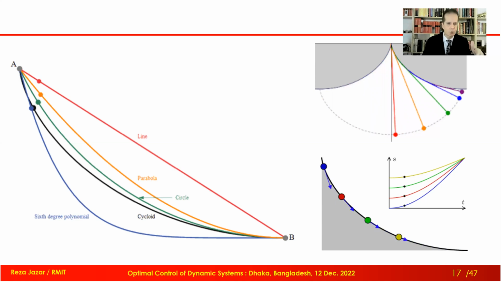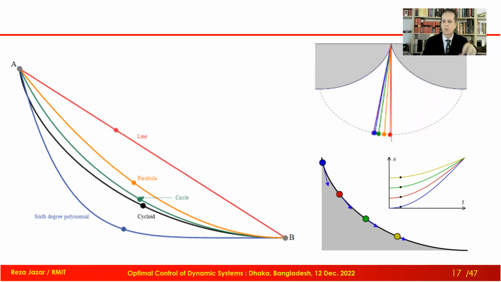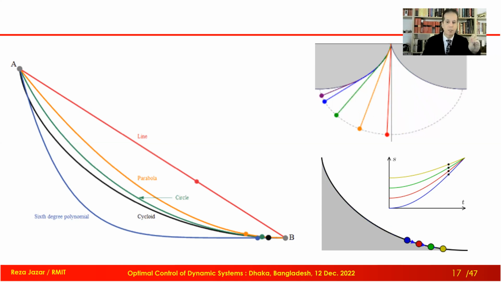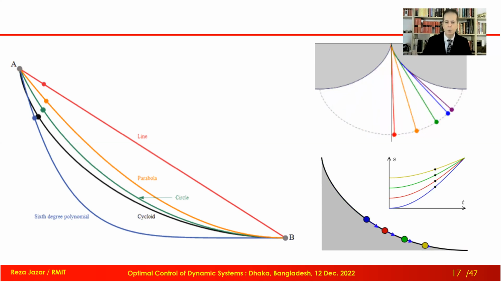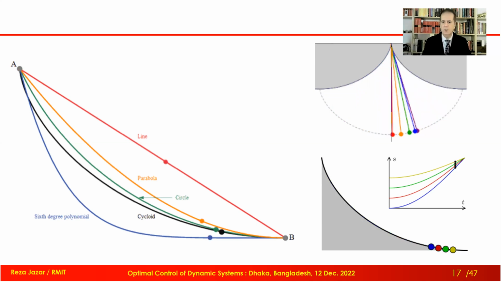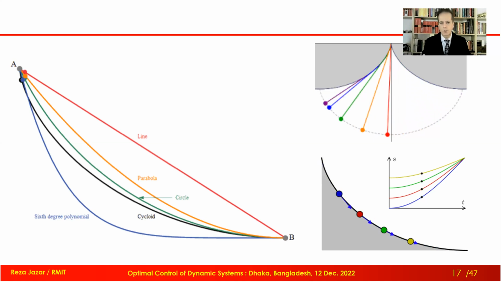Here, as you can see, there are 5 beads starting at point A together, no friction, on different paths, and as you can see, the black one reaches point B sooner than the others. And as you can see, green goes next. So Galileo's guess was a very intelligent, very smart guess, actually.